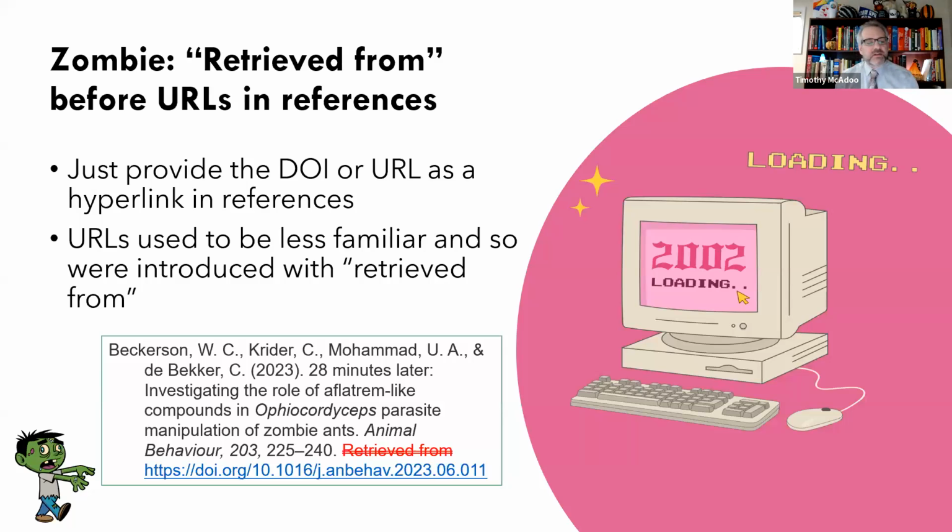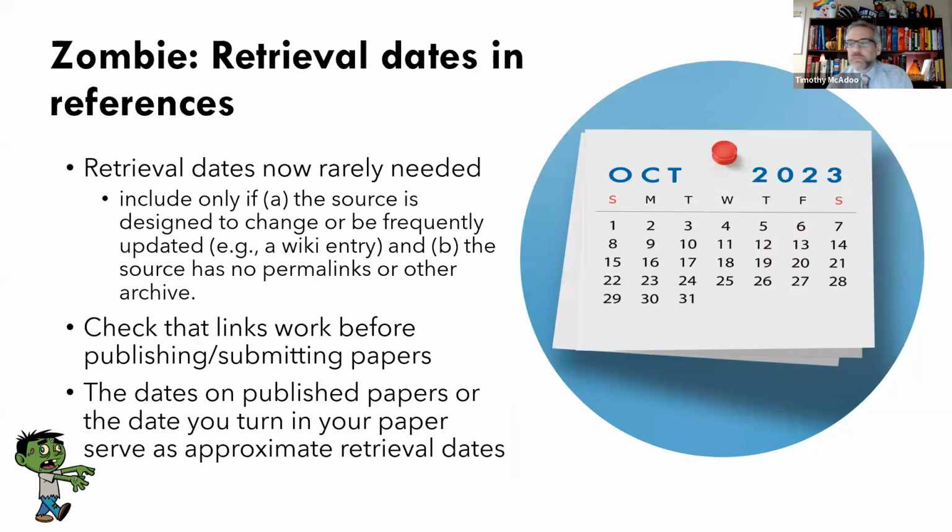And just to note that I talk about URLs and links and also DOIs. You can see in this example, the DOI is formatted just like any other link, so that's true for DOIs as well. So the takeaway here is you do not need to include "retrieved from." And the same is true for retrieval dates.